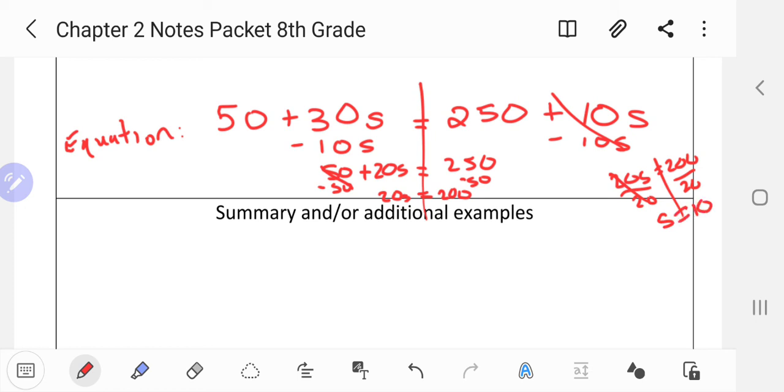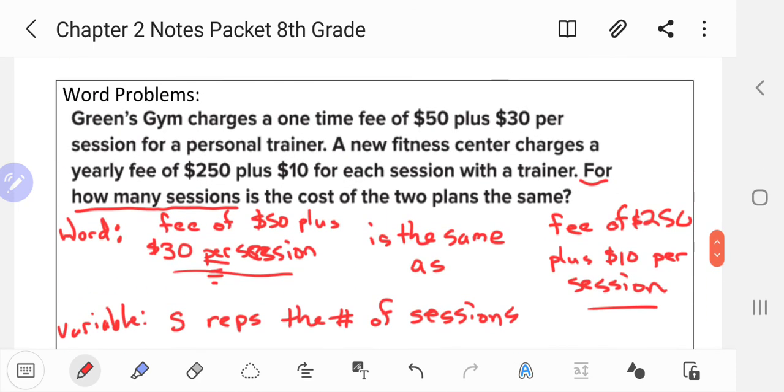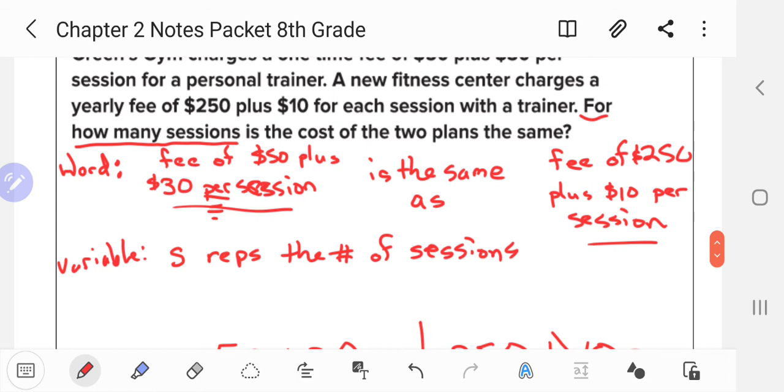So if you went to Green's gym and got 10 sessions, it would cost the same exact amount of money as if you went to this new gym and got 10 sessions. Okay? So there you have it. 10 sessions is the break-even point, where it wouldn't matter which gym you went to. All right, so that is our example for word problems that have variables on both sides. Pretty tricky, but I think you can handle it. Make sure you write out in words what's being compared, what's equal, and that will help you set up your equation.